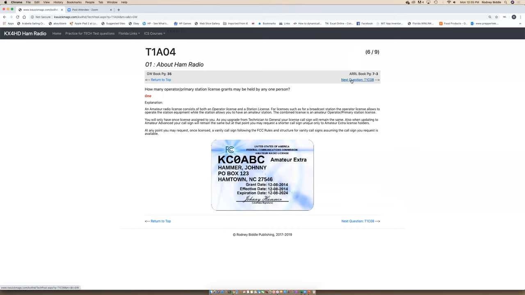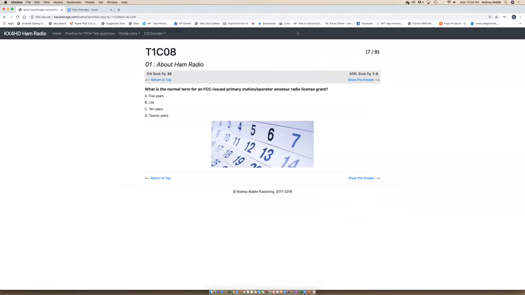Next question, T1C08. We're now on page 35 of the Gordon West book. Okay, the question is, what is the normal term for an FCC-issued primary station/operator amateur radio license grant? The answers are 5 years, life, 10 years, or 20 years. And our answer is 10 years.